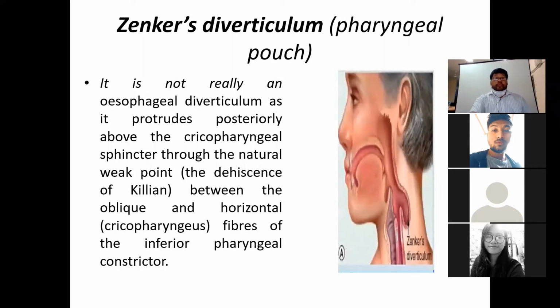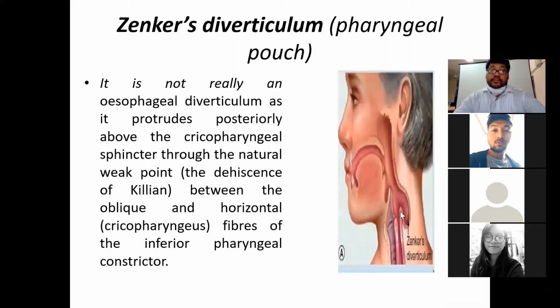So we have pharyngeal pouch, that is also known as Zenker's diverticulum. It is not really an esophageal diverticulum. It is situated above the cricopharyngeal sphincter. Ideally, to say it is an esophageal pouch or diverticula, it has to be below the level of the cricopharyngeal sphincter.